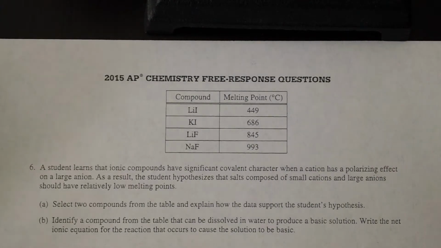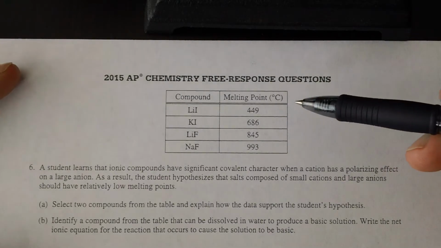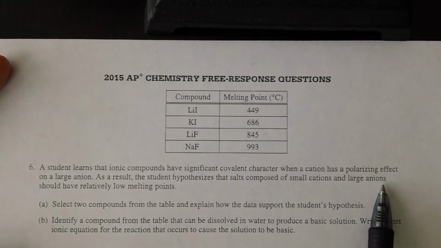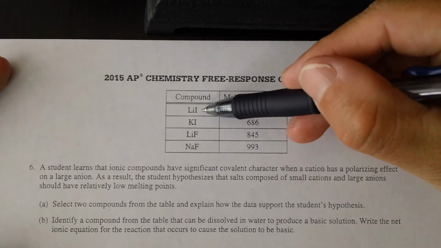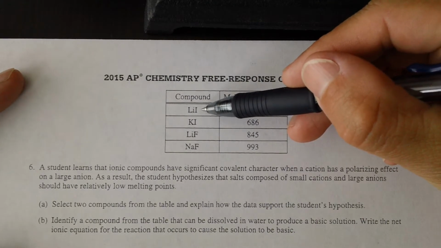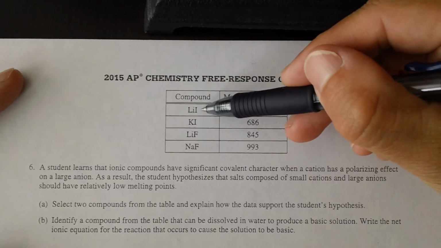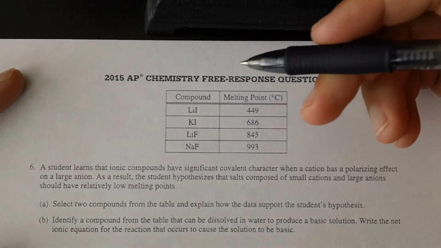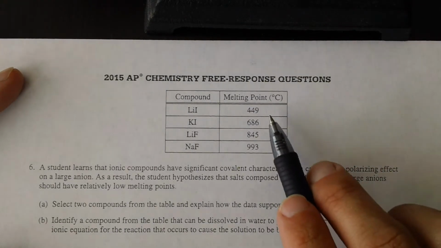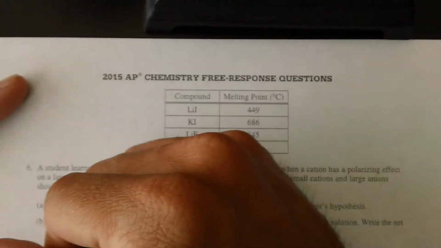It says, select 2 compounds from the table, explain how that supports the student's hypothesis. There's lots of options here, and so I'm gonna post the College Board answers right up here in a second. I found the one that was small cation and large anion. So lithium is at the top of the alkali metals. It's one of the smaller radii for the alkali metals, and then iodide is a big anion. So we have a small cation and a large anion and a low melting point. So I chose lithium iodide in part A.